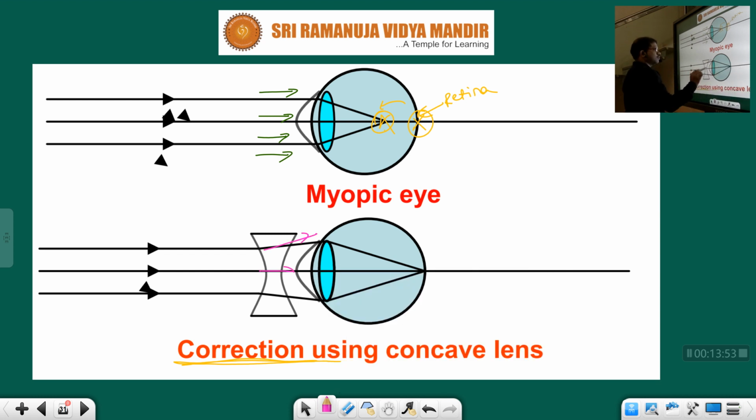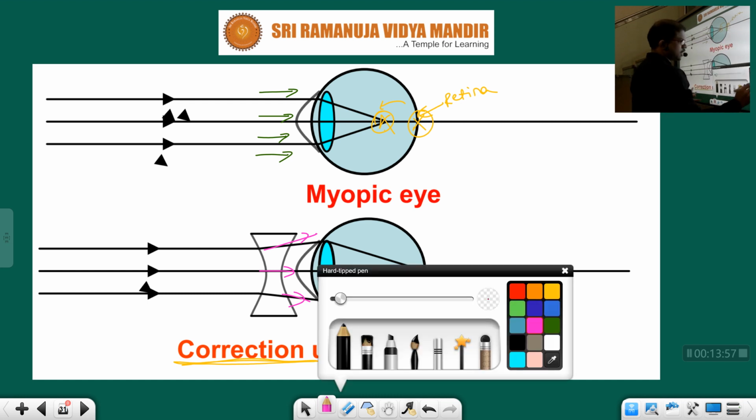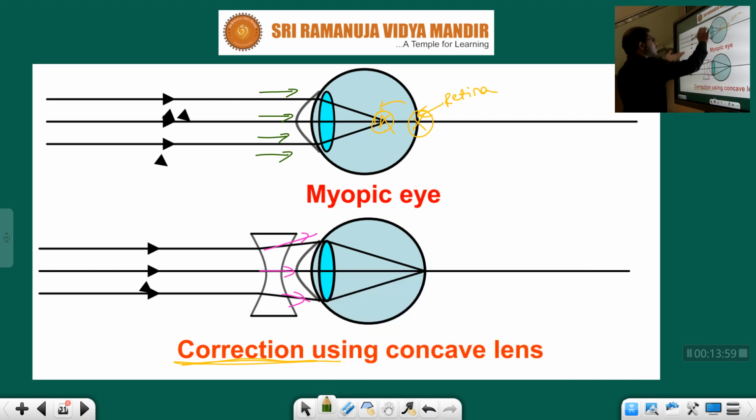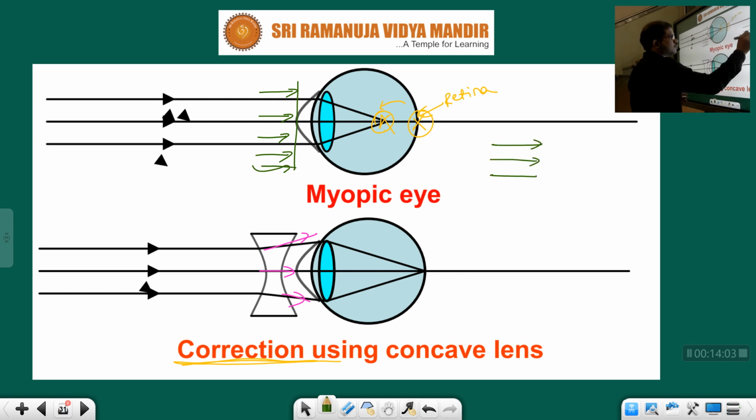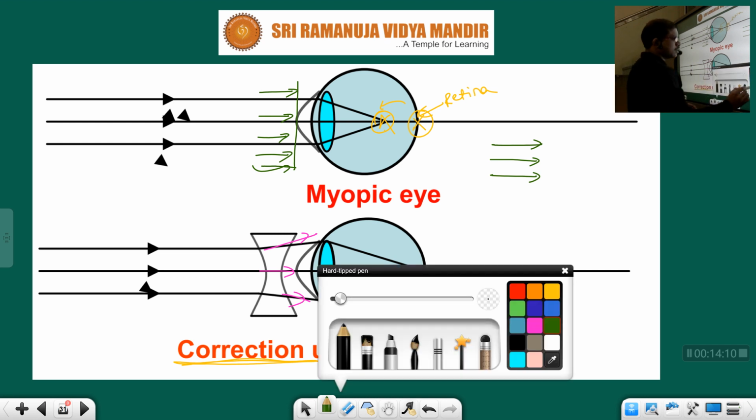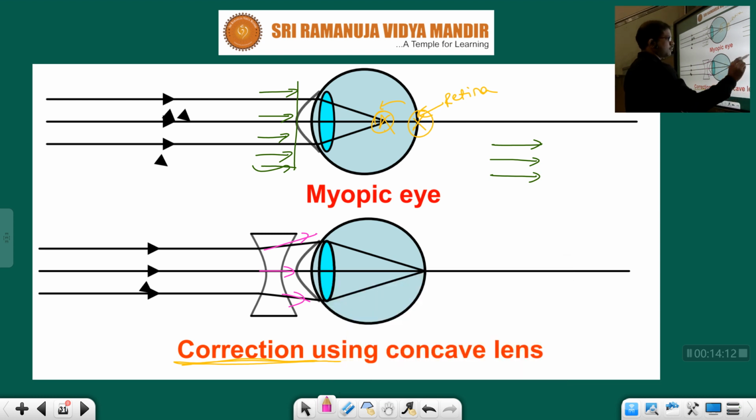Okay, see here. Observe these two patterns, children. In this first case, in front of the eyeball, the light rays were parallel to each other. But in the second case, after keeping that concave lens, what happened? The light rays were changed, they deviated like this.